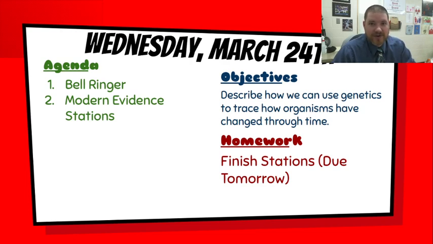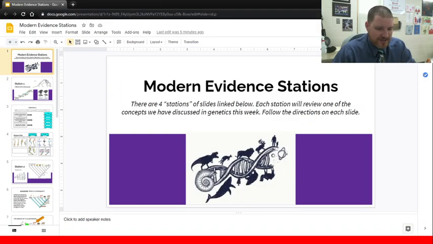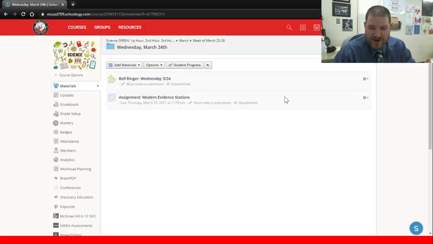First off, do your bell ringer. Make sure that thing gets all done. And then we're going to take a look at our Modern Evidence Station activity here, which you can find on Schoology. There's our Schoology page. Boom, right here in the Wednesday folder, assignment, Modern Evidence Stations.